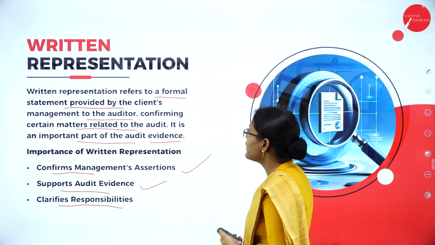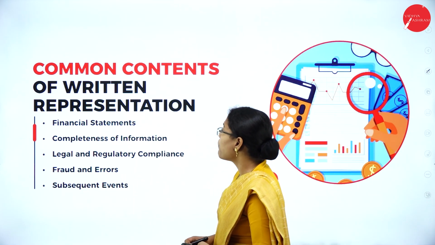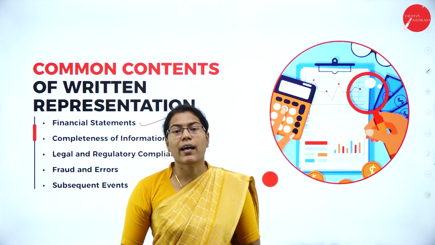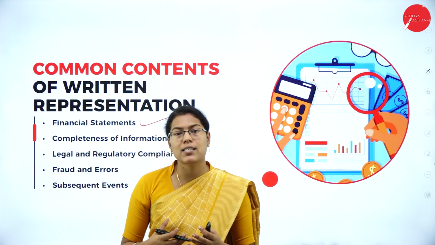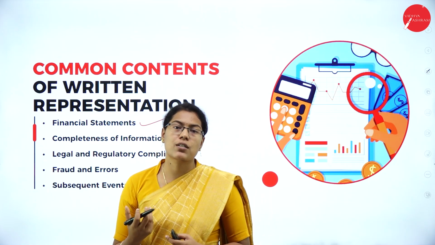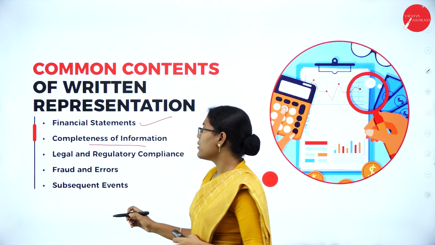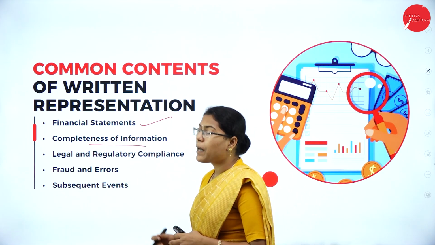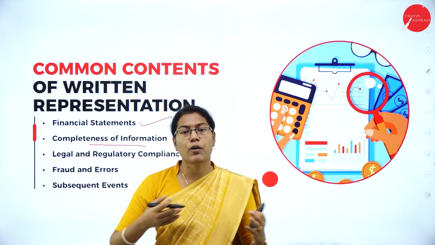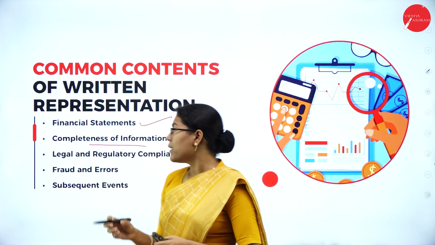So what are the contents of a written representation? Generally in a written representation, the management claims that all the financial statements are correct and accurate, and the financial statements of the business are providing proper information, and they depict the true financial position of the company. And the management may say that whatever information they provide to the auditors is complete. So the information or the evidence or the document vouchers, the number of transactions that have happened, which is given to the auditors for auditing, is all complete.